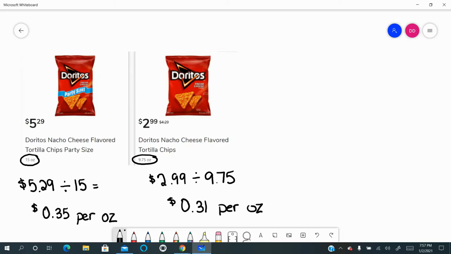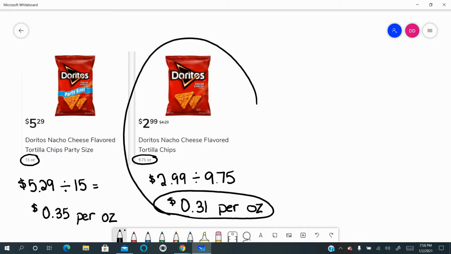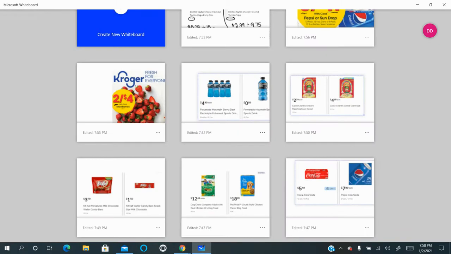A lot of people think if you get a bigger bag, you get a better price. But looking at this, if I calculate my unit price, I find out this is going to cost me less per ounce, which means this is the better deal. So if I buy lots and lots of Doritos at my house, I want to get the best deal or the most for my money. So I'm paying less per ounce for those Doritos. Okay, let's look at some other ones.